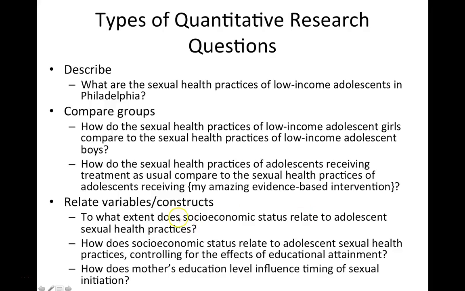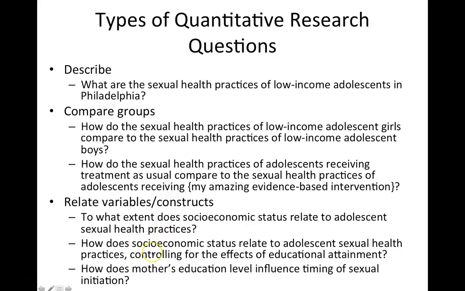And so again, we could look at socioeconomic status in a variety of ways here. Perhaps we're looking at maternal education. That's often a marker of socioeconomic status. Perhaps we're looking at just income level. Perhaps we're looking at a variable that combines a whole bunch of different markers of socioeconomic status. And then again, trying to define what sexual health practices would be in a more operationalized way.